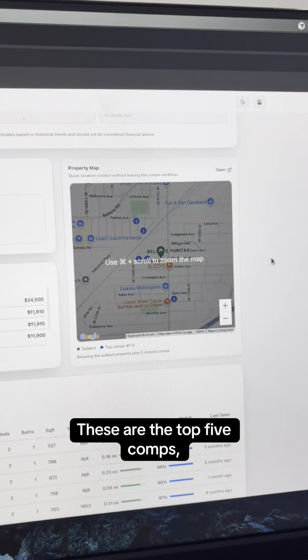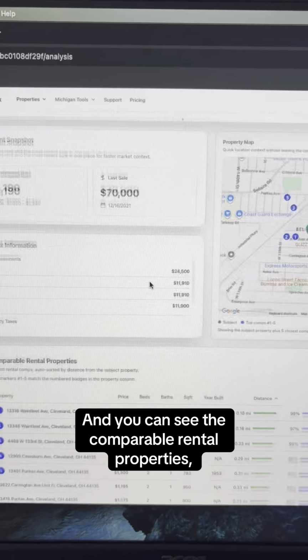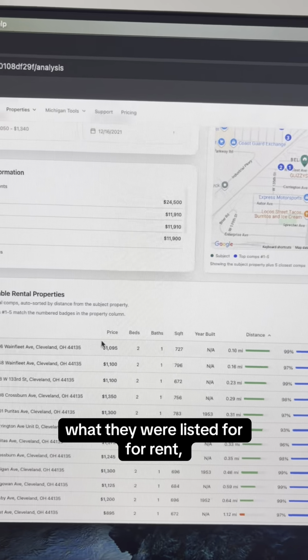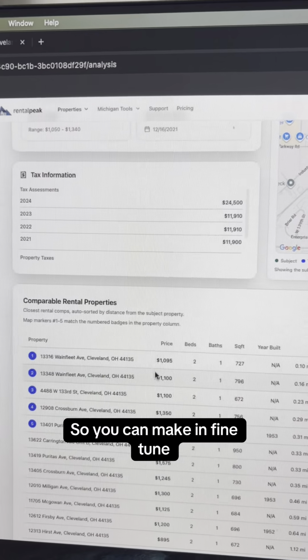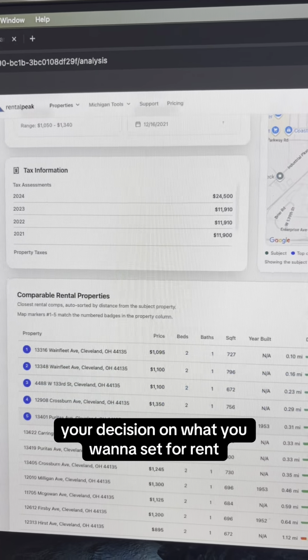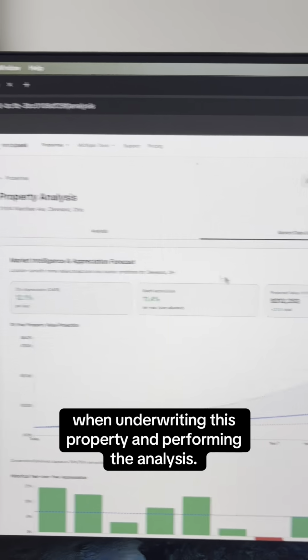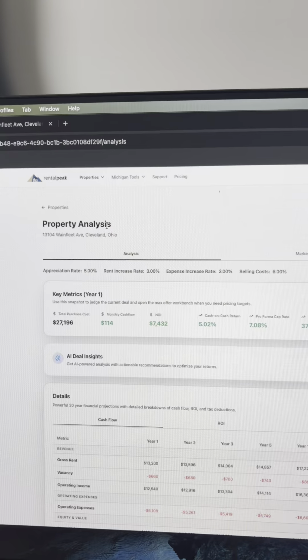These are the top 5 comps, the closest comps to this property, and you can see the comparable rental properties, what they were listed for rent and when they were last seen, so likely what they were rented for. So you can fine tune your decision on what you want to set for rent when underwriting this property and performing the analysis.